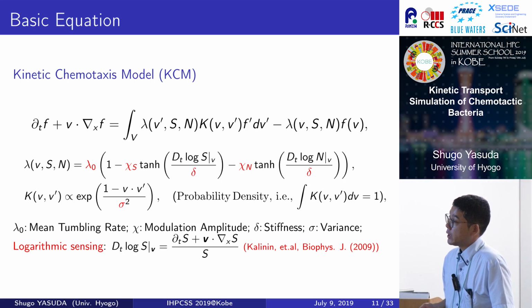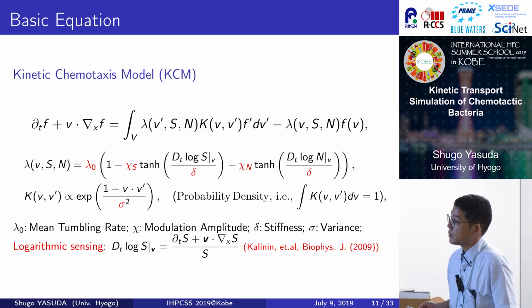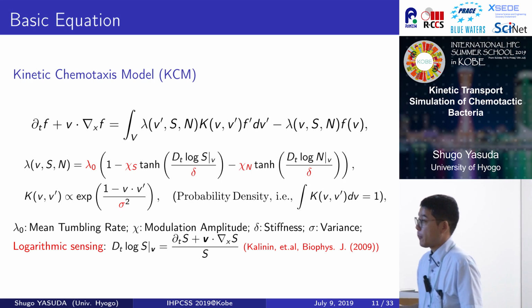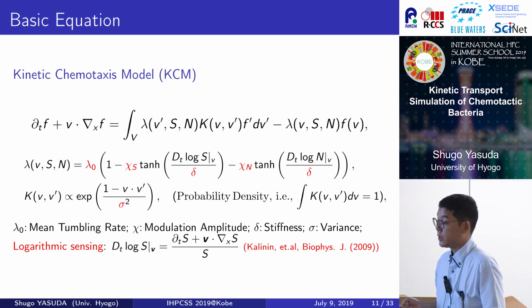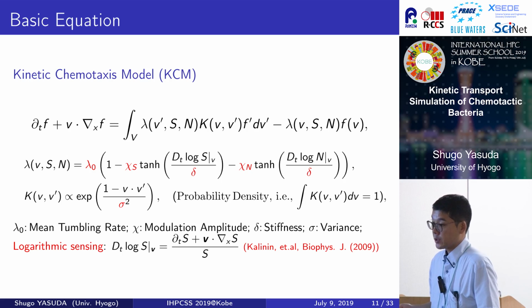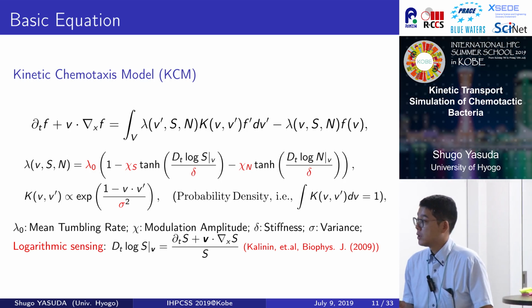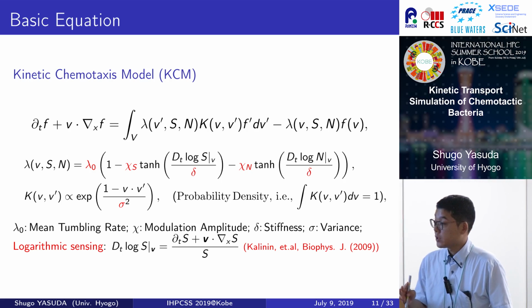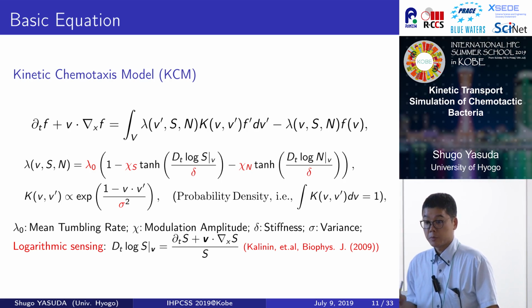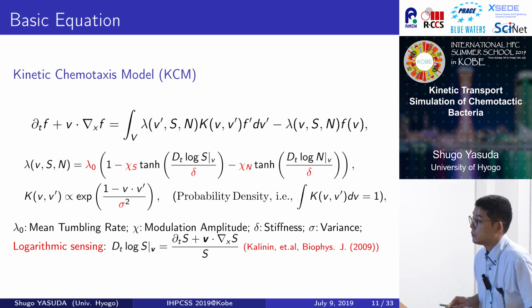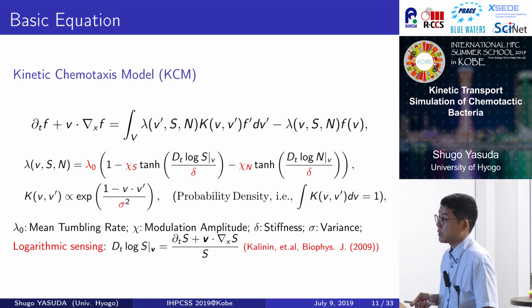And the tumbling rate also depends on the material derivative along the bacterial velocity. Okay, this is the material derivative. It's described like this. And we also consider logarithmic sensing. So the bacteria can sense the chemical concentrations not at the usual scale, but at the logarithmic scale. We include this logarithmic sensing in the model.